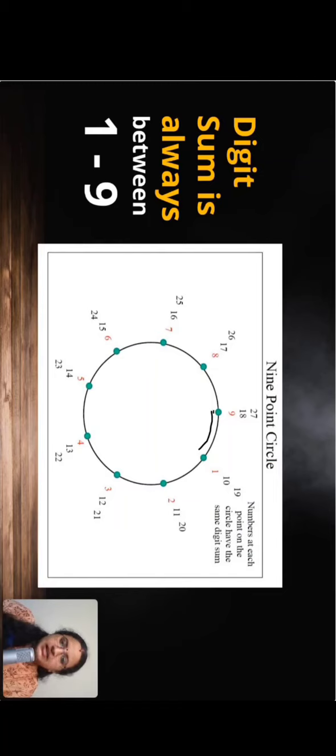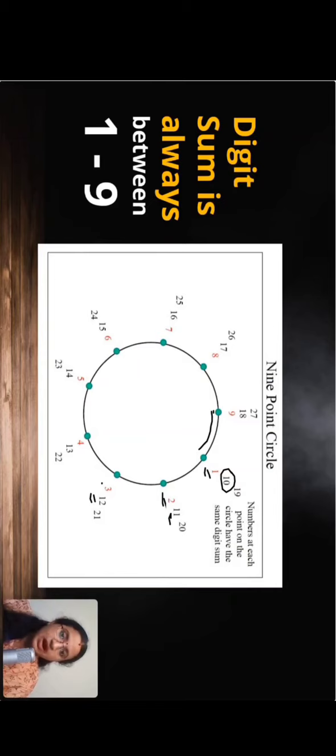After 9, it is 10, right? 10 is 1 plus 0, which is 1. Then we will come to 11, which is 1 plus 1, which is a 2. Then it is 12, 1 plus 2, which is 3. And it goes on till infinity. So till infinity, whatever number you have, the digit sum of that number will be between 1 to 9 only.